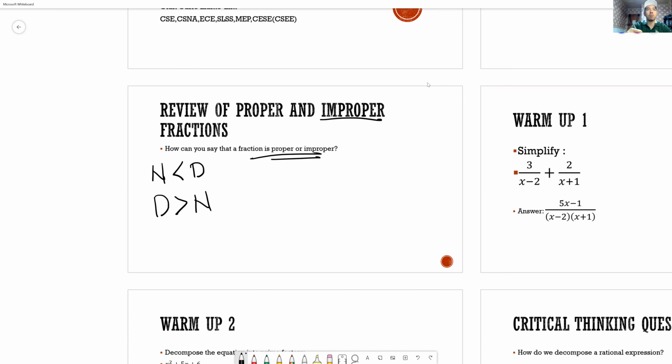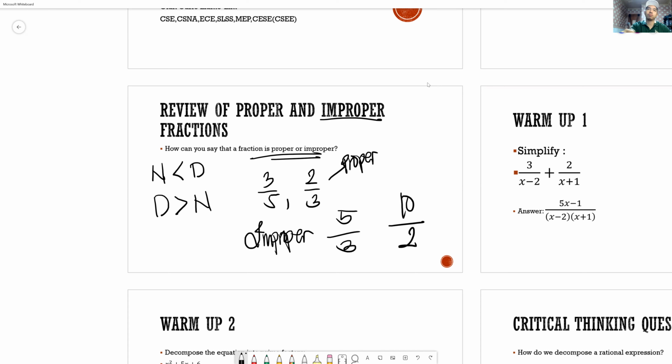So say, for example, of a proper fraction, we have 3/5. What else? We have 2/3. So those are proper. So when we say improper, mas malaki yung value ng numerator. For example, 5/3. 10/2, but this can be lowered down to 5/1, and eventually that's 5, which is a whole number. What else? 13/4. Yung mga ganyan. So those are improper fractions.